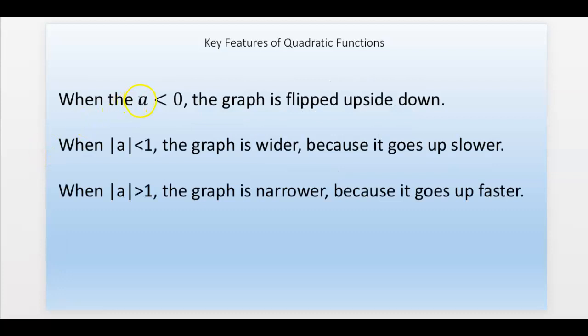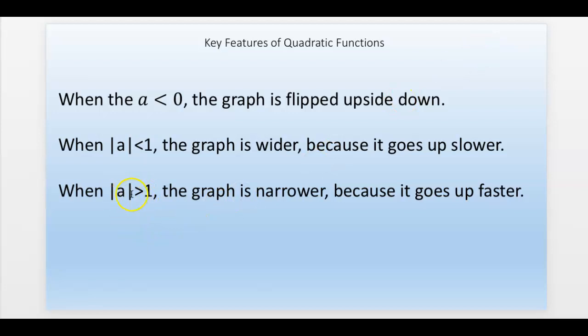When a is less than 0, like -2 or something like that, the graph is flipped upside down. That's when it's an upside down U. When a is less than 1, like a is a half, or it might be -1/2, then the graph is wider. It goes up slower. It's a wider U. When a is less than 1, like a is 0.5 or 0.3 or a half or a third or something like that.